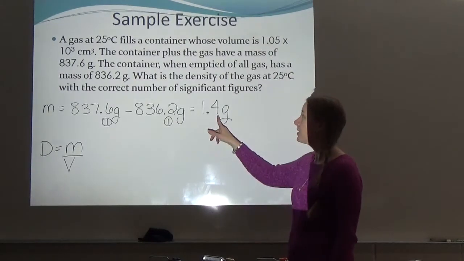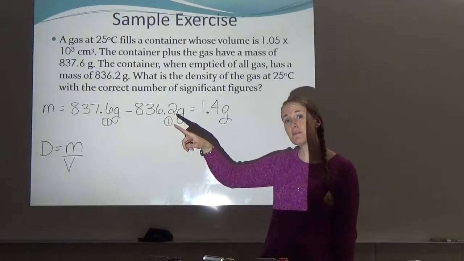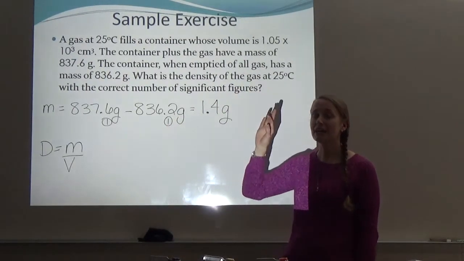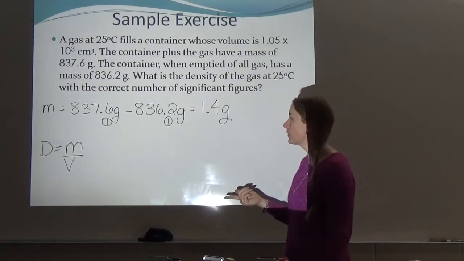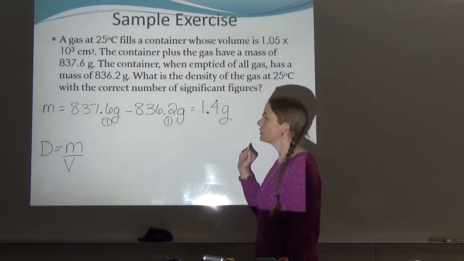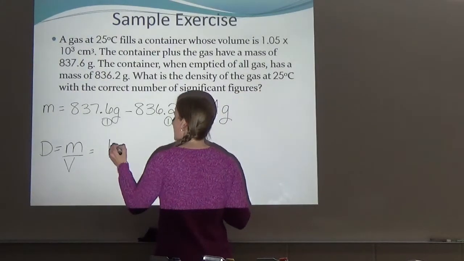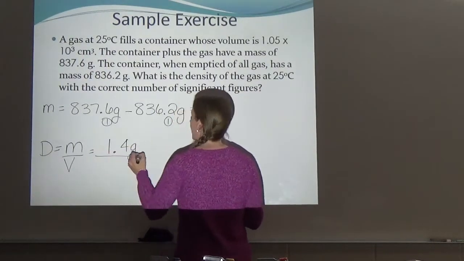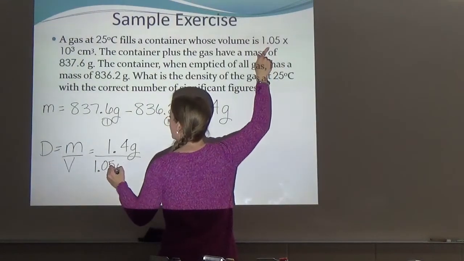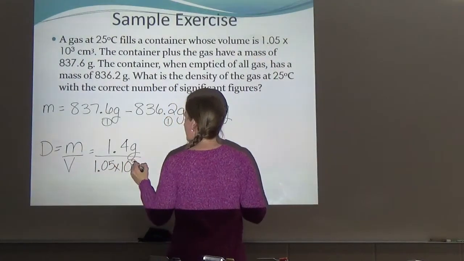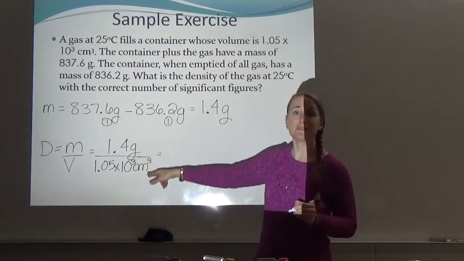A rule of thumb also is when you are carrying significant figures to the next step, sometimes you carry one extra one over, but this one's perfect just the way it is. All right, so my mass is 1.4 grams, and my volume is 1.05 times 10 to the 3 centimeters cubed. So this time I'm dividing.